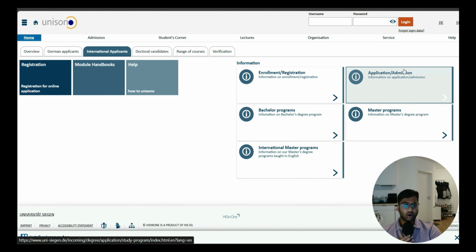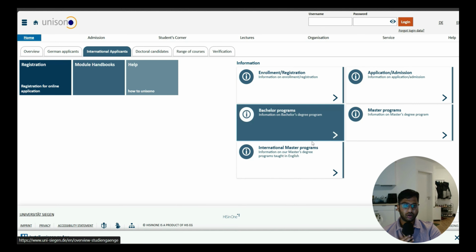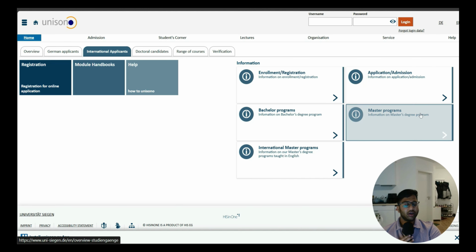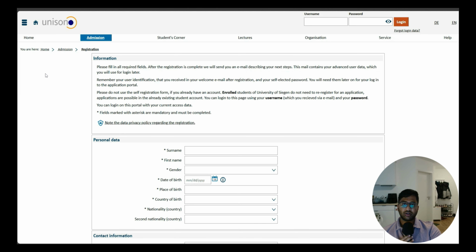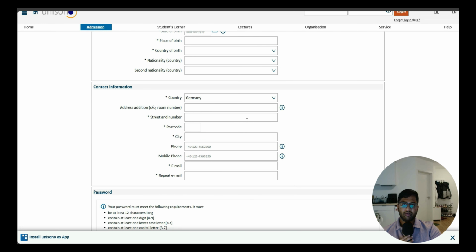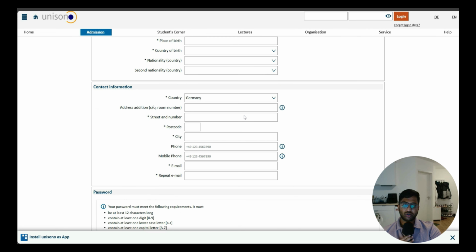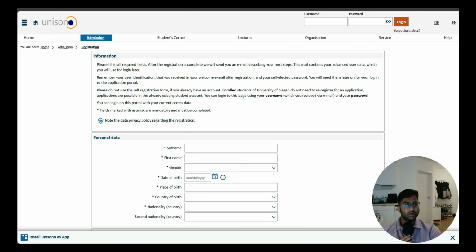And on the right side is all your application, admission, enrollment, bachelor program, master degree program, everything I covered and showed you, what courses are there, and we already did the requirement analysis. Now we just have to apply. So that's the reason we click on registration. Once you click on registration, the registration form will open, and I will take a moment to fill in all the information and show you what information you need to provide in order to register.